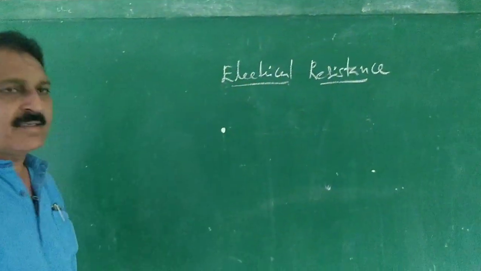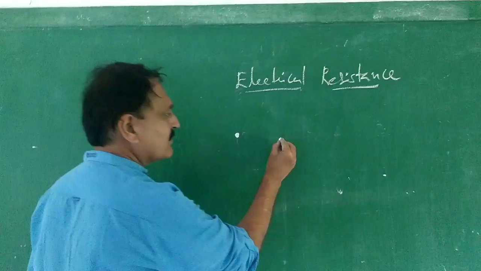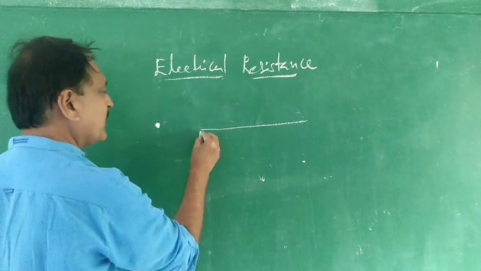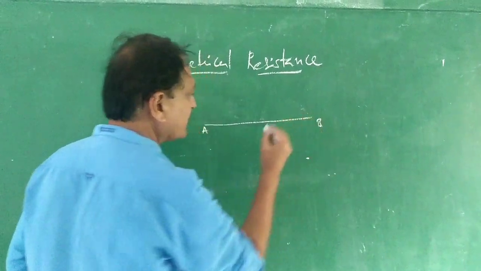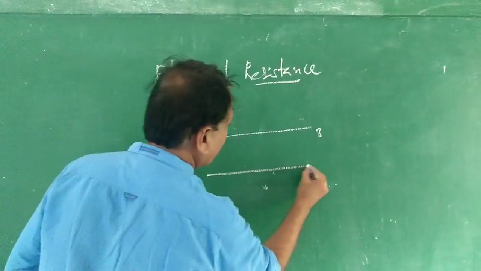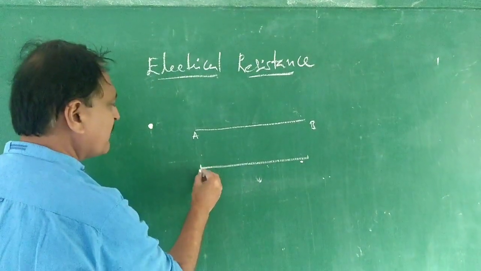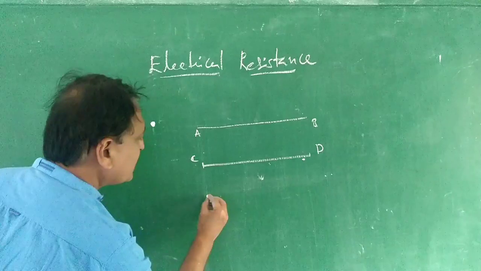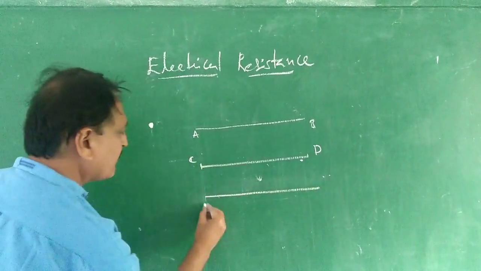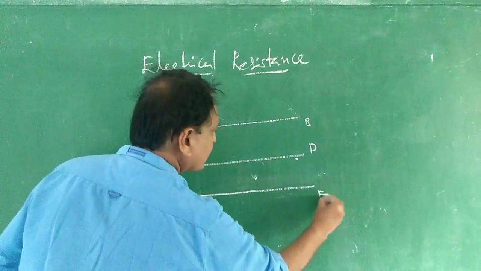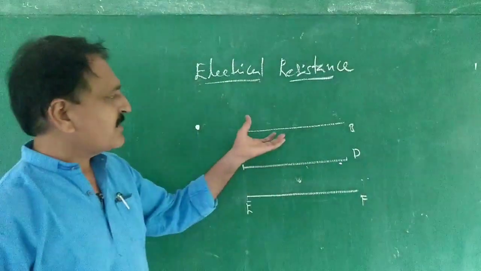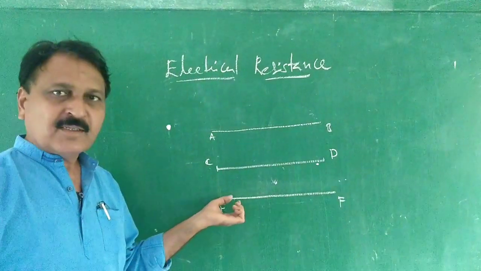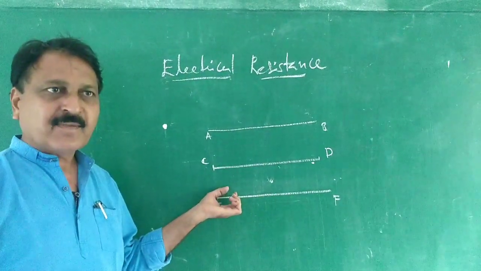The electrical resistance, if you take a conductor, this is a copper wire AB. This is a wire made of some other metal CD. This is a nylon thread EF. I am taking 3 different materials. The first wire is AB made of copper. The last one EF is a nylon thread.